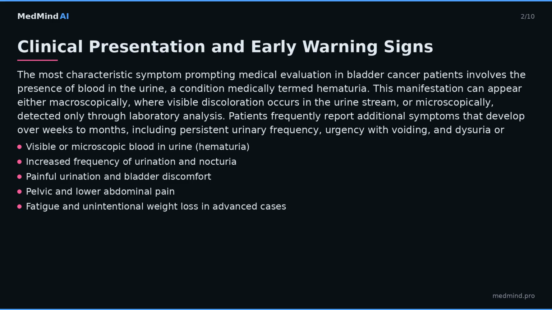Patients frequently report additional symptoms that develop over weeks to months, including persistent urinary frequency, urgency with voiding, and dysuria or discomfort during urination. Pain in the lower abdominal region, pelvis, or lower back may also develop, particularly in cases where the malignancy has progressed beyond the initial site of origin. Constitutional symptoms such as fatigue and unexplained weight loss can appear in advanced disease stages when significant tumor burden is present. Key points: visible or microscopic blood in urine, hematuria.